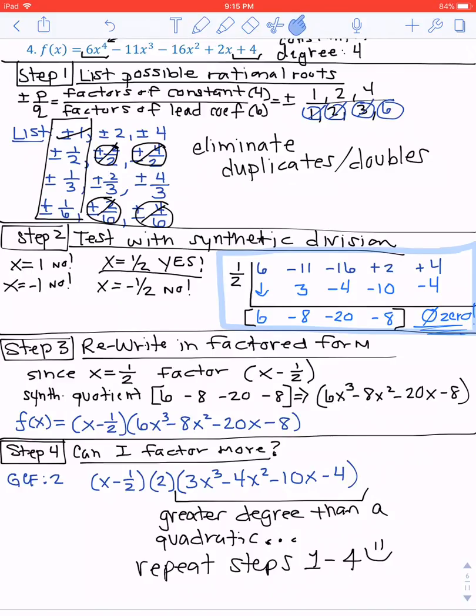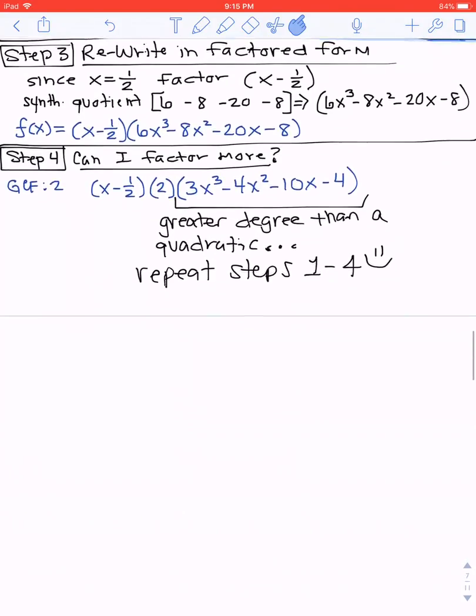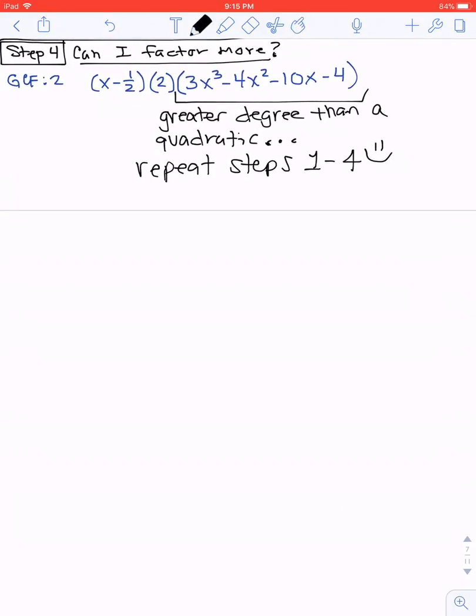All right, so we're going to keep what we already have, and we're going to take that cubic polynomial and we're going to do those 4 steps again. List the roots, test them, rewrite them, see if we can factor more. All right, so we're going to pretend this is like our starting point.